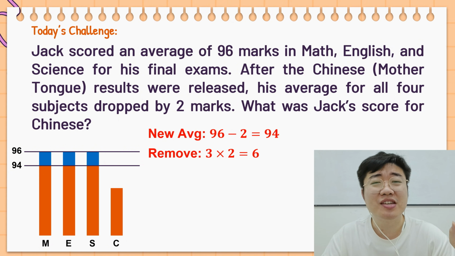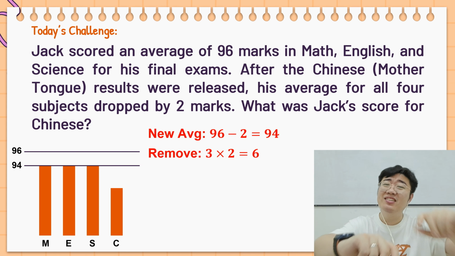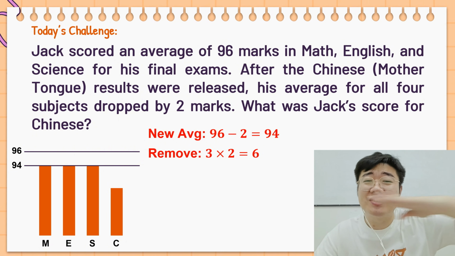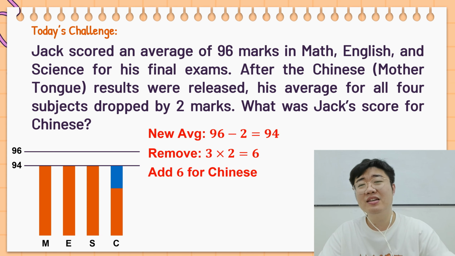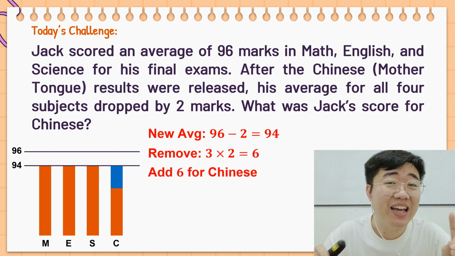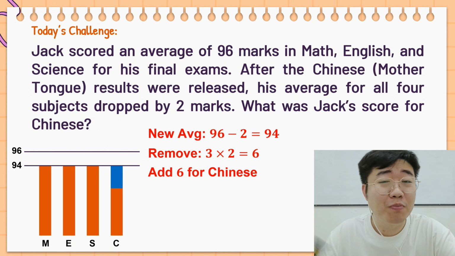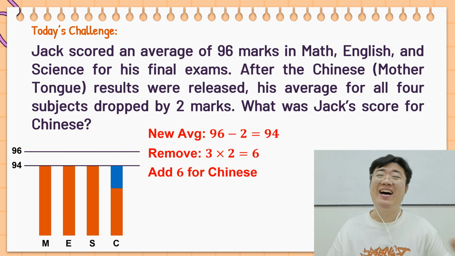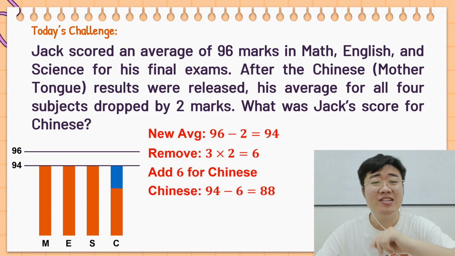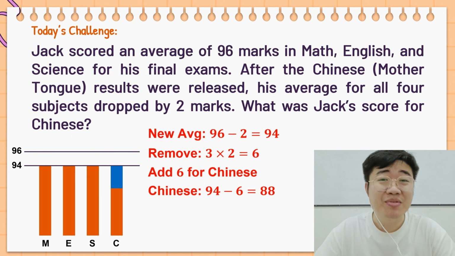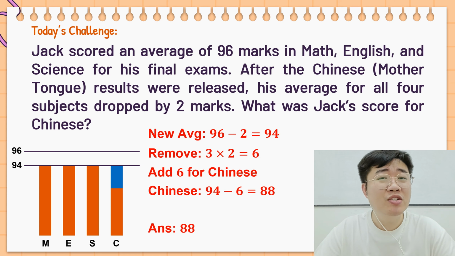Now what happened to these 6 marks? We cannot just simply remove them. We must add it to the Chinese language. This way all the subjects can have the same mark. So add 6 for Chinese. In the end, all of them are 94. Now, after adding 6, the Chinese language is 94. Before that was the score. We just do working backwards here. So 94 minus 6. At first, Chinese language is only 88 marks. So we successfully solved this question here.